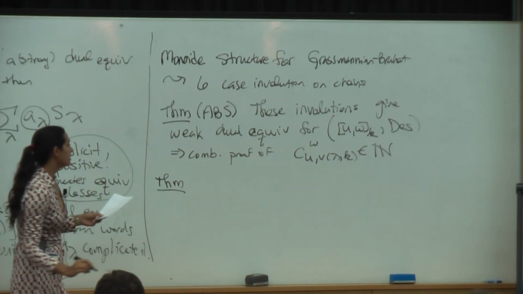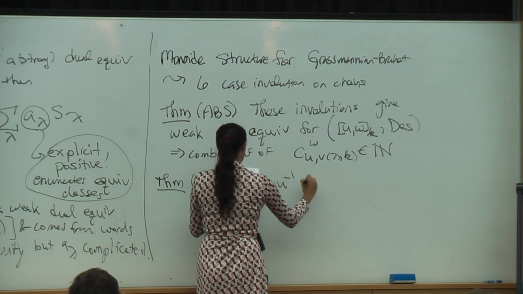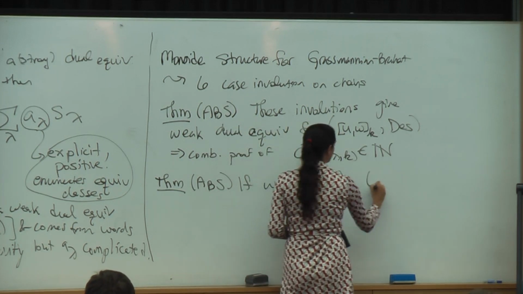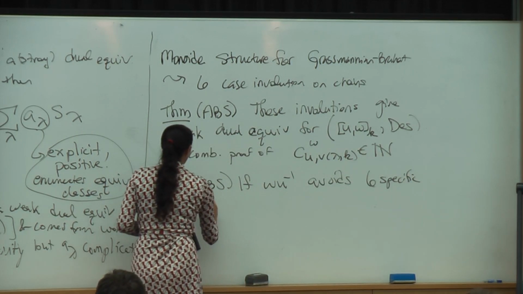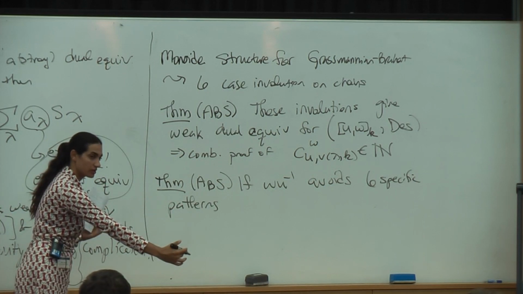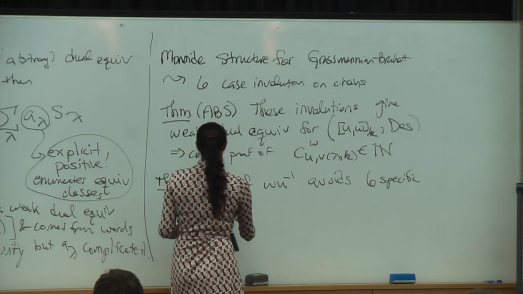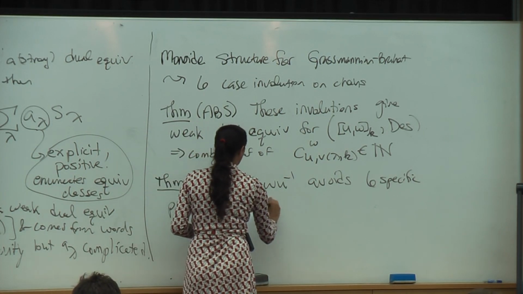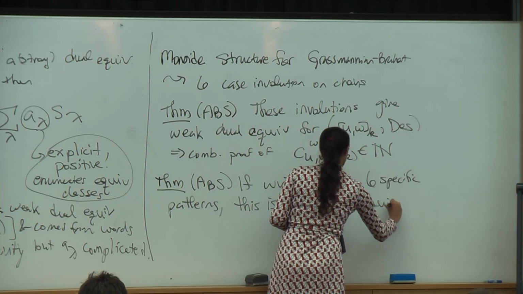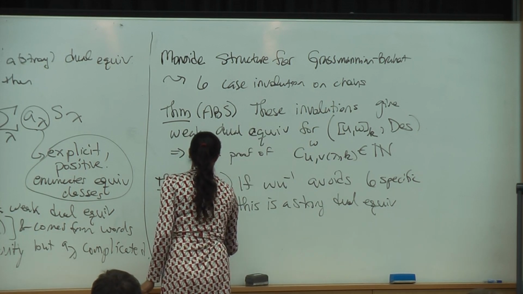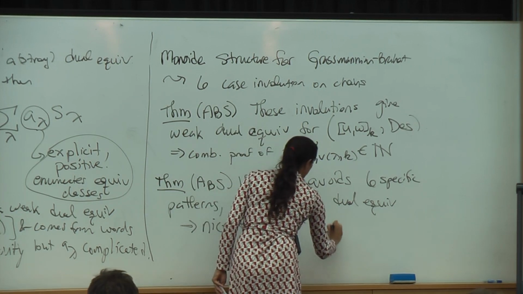But another nice thing that we get is that sometimes we have a really nice formula. So I'll say if w u inverse avoids 6 specific patterns, some of them are length 6 and 2 of them are length 7, in the usual sense of pattern avoidance. So if we avoid 6 certain patterns, this is a strong dual equivalence. And that implies that we actually get a nice formula in that particular case.